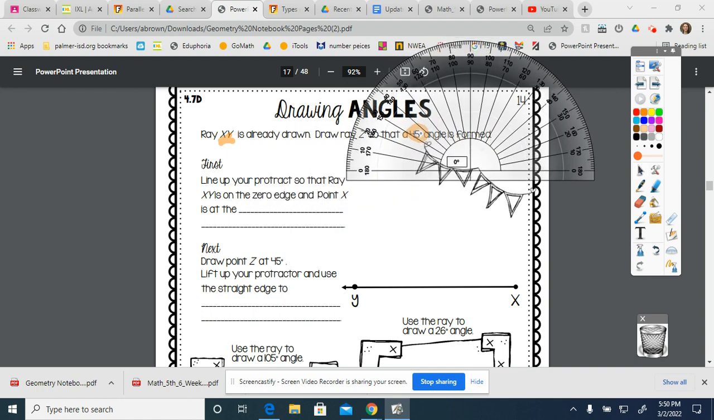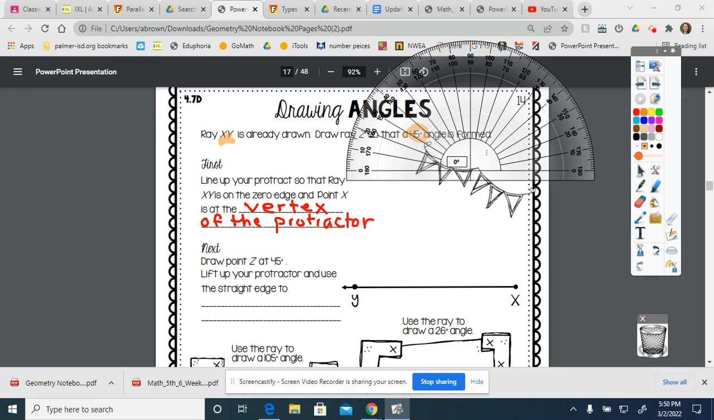Says line up your protractor so that the ray XY is on the zero edge and point X is at the vertex of the protractor. So fill in your blanks right here, is at the vertex of the protractor. Okay, so what does that mean?